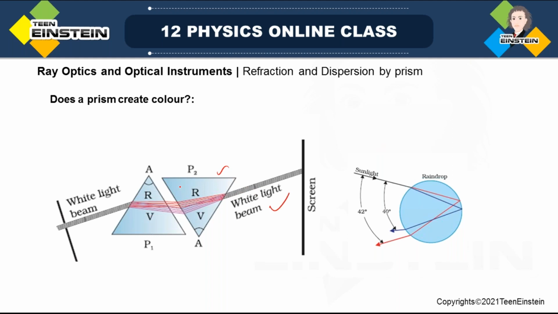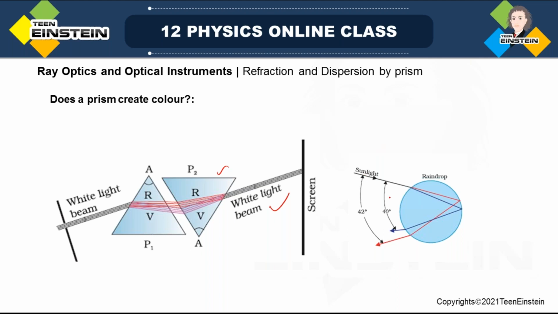So this is what proves that the prism is not giving the colors to the light, but it is splitting the light into its components.